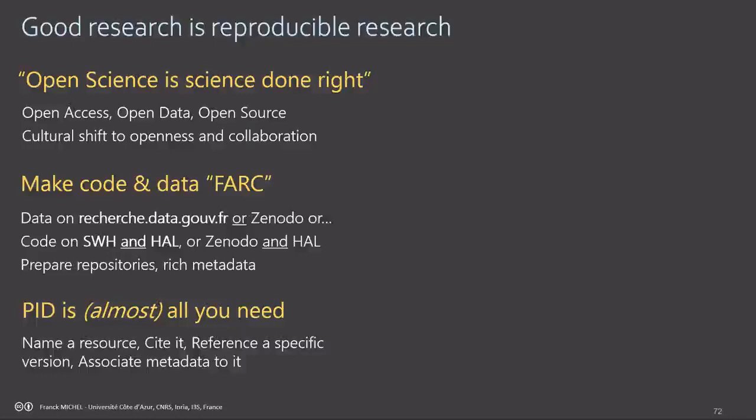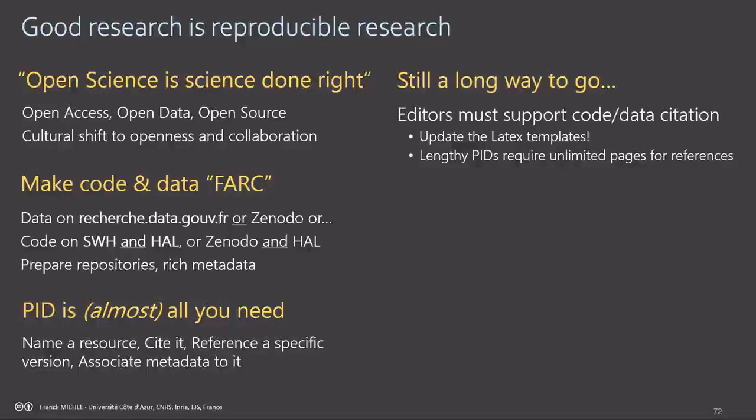The persistent identifier is at the central point of all of this because it helps you name the resource, cite it, reference a specific version of the resource, and that's how you associate metadata to the resource. Now, like I was saying, there is still a long way to go, long or not so long. Maybe it could be short if people make a real effort.